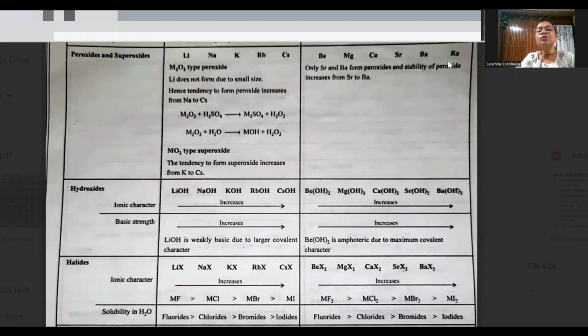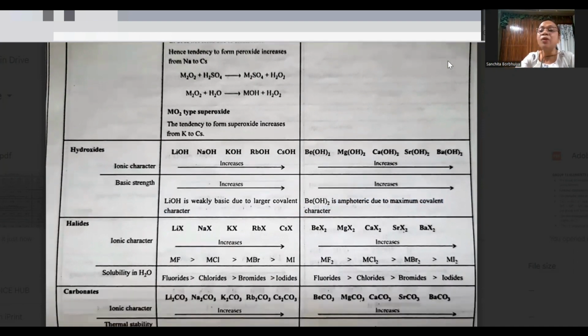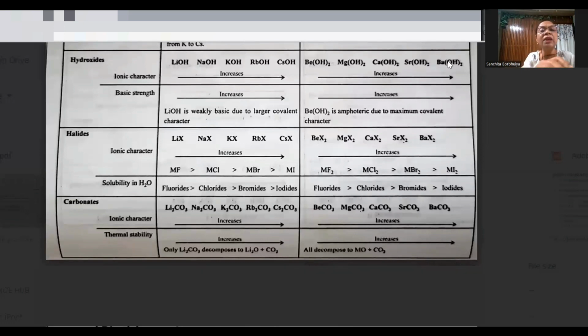So if you try to do the same kind of reactions with sulfuric acid or with water, it would be the same thing like your alkali metal peroxides and superoxides. Going to the hydroxide, I've just listed it down, but the ionic character increases, the basic strength also increases. Here for group 2 hydroxide also the ionic character increases and the basic strength increases. But remember that lithium hydroxide is weakly basic due to large covalent characteristics.